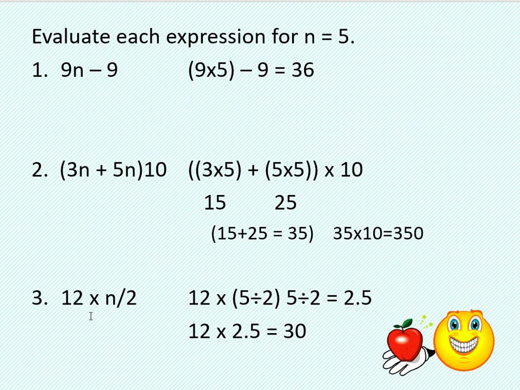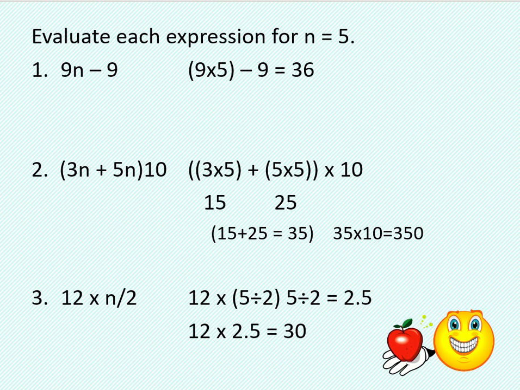The last one, 12 times n divided by 2. Remember your order of operations. You're going to solve for parentheses first. So 5 divided by 2 equals 2.5. Then you multiply 12 times 2.5, remembering your decimal point, and that would equal 30.